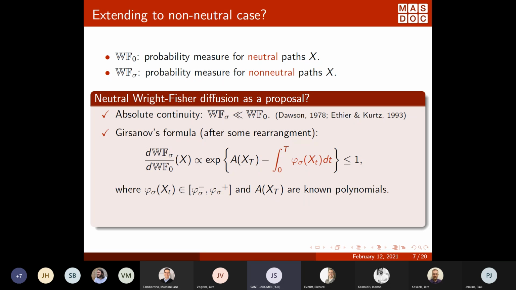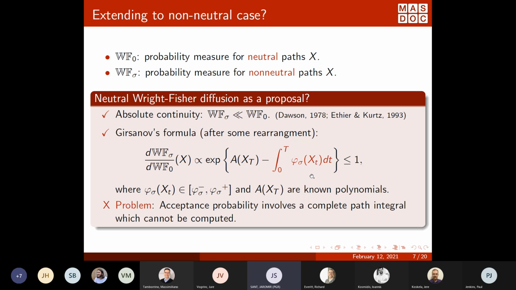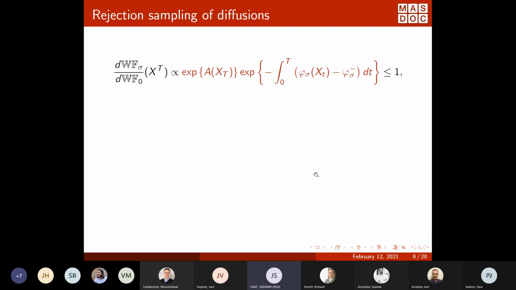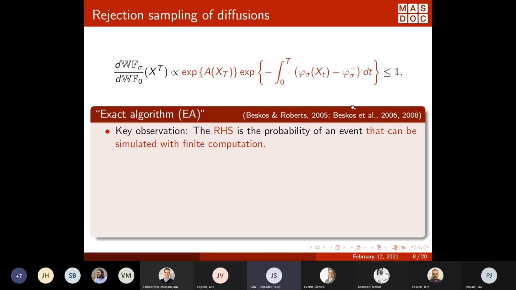And based on this, and the fact that this integral over here is problematic because it's a path integral, we can appeal to the idea of exact simulation that Beskos and Roberts developed in the mid-2000s to relate this to the probability of a Poisson point process. So, as I said, we can bound this phi sigma from below by, say, phi sigma minus.